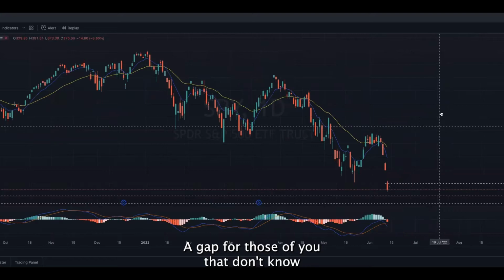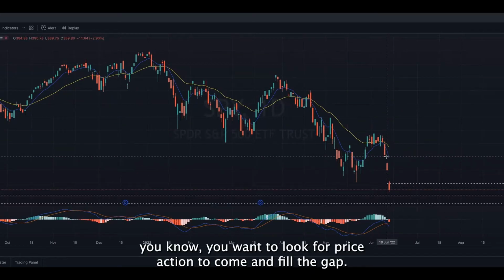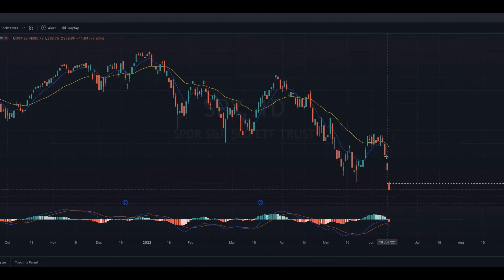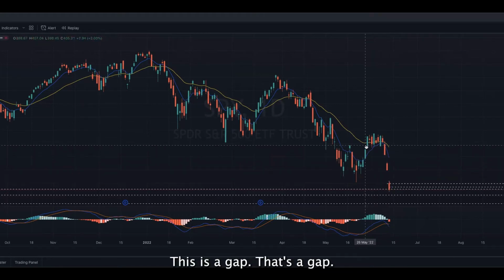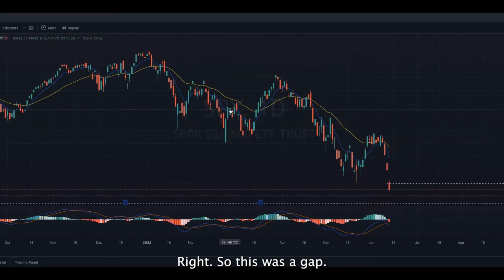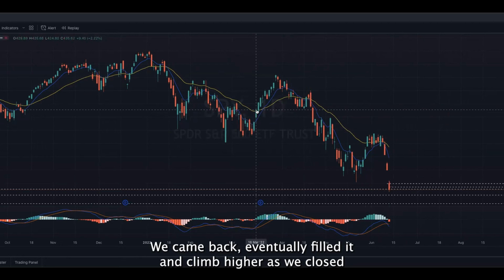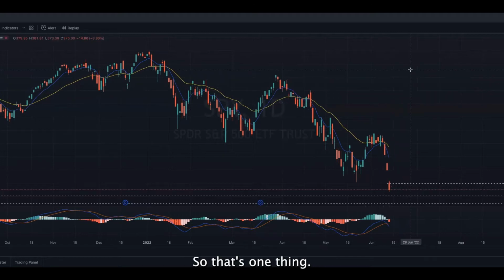A gap, for those of you that don't know, is, for example, this is a gap, right? You want to look for price action to come and fill the gap, right? So this is a gap. Today was a huge gap. This is a gap. That's a gap. So you'll look for these gaps to come back and fill, right? So this was a gap, but we came back eventually, filled it, and climbed higher as we closed above the gap, right? So that's one thing.